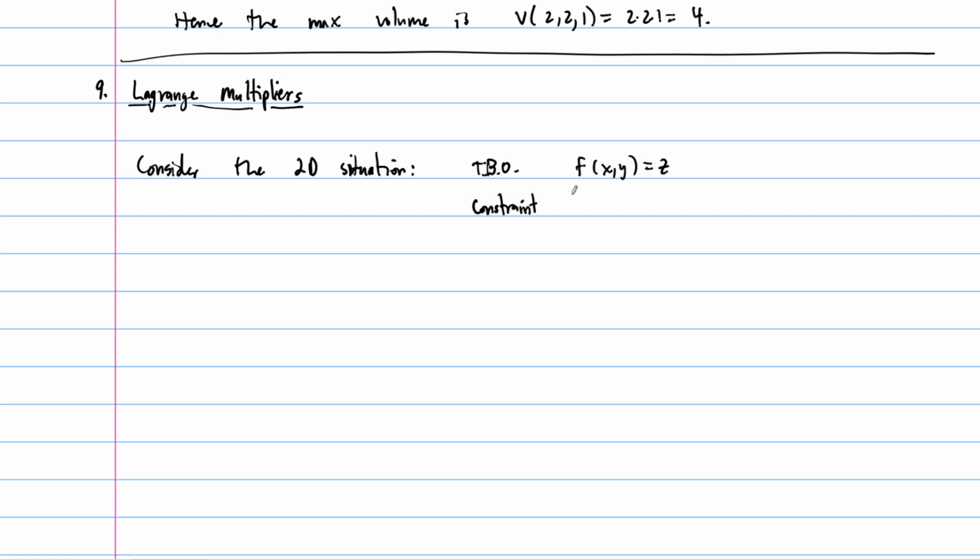So our constraint is given by another function, g of x y, but it's equal to some constant. All right, let's call this constant k. All right, so this is our constraint. It's equal to some constant k.